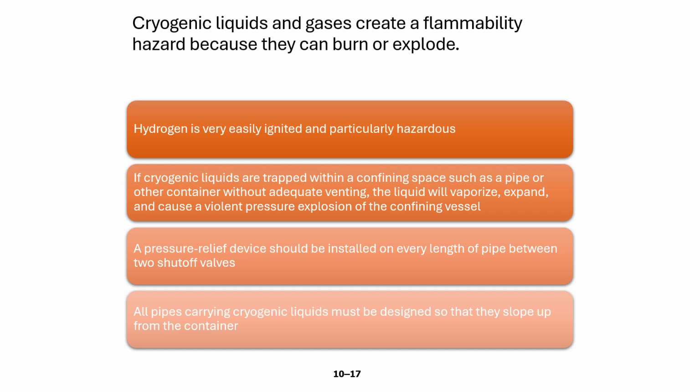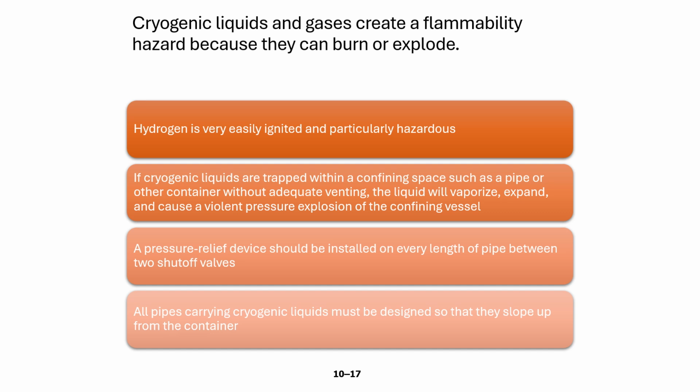We talk about pressure relief. These devices should be installed on every length of pipe between two shutoff valves. So some type of approved device will relieve pressure if there's a buildup as a result of the nature of the material, or if there's heat or some physical characteristic that's impinging on that piping.